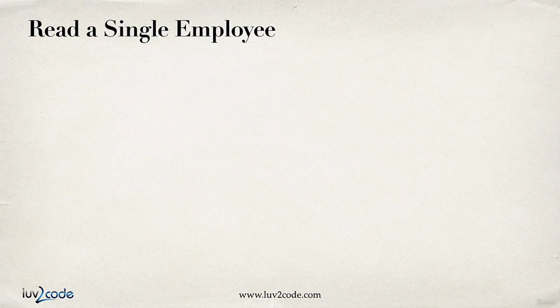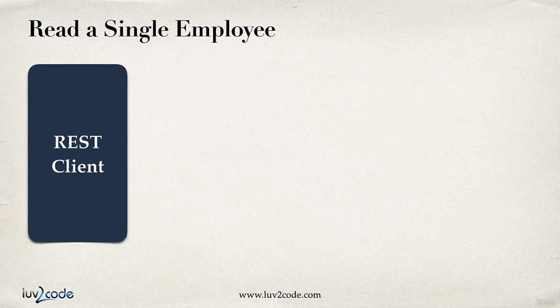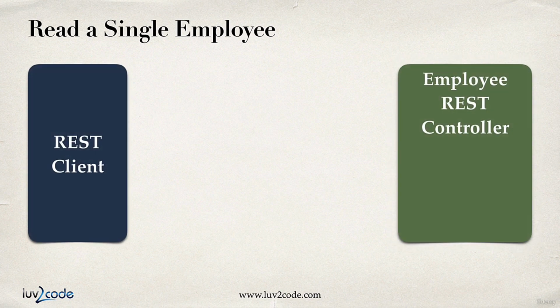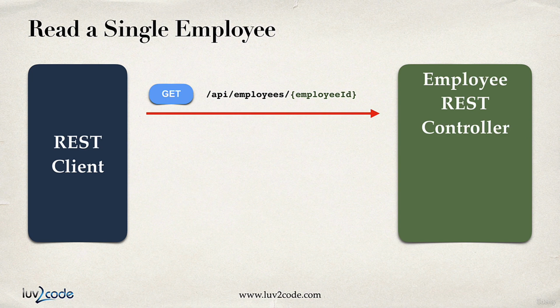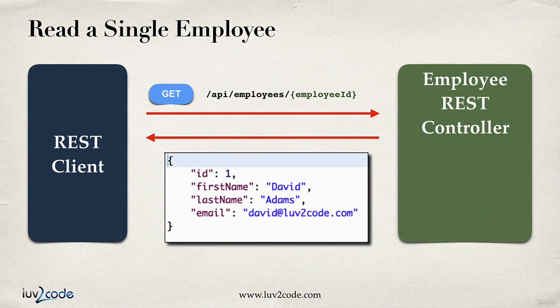Now let's look at the application interaction between our REST client and our REST controller. So with the REST client, we'll do a get /API/employee/employee ID, and it'll return that single employee, in this case, David Adams.